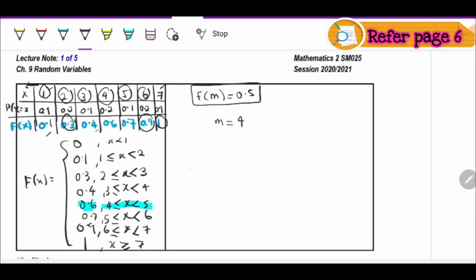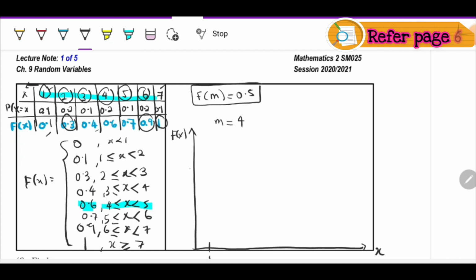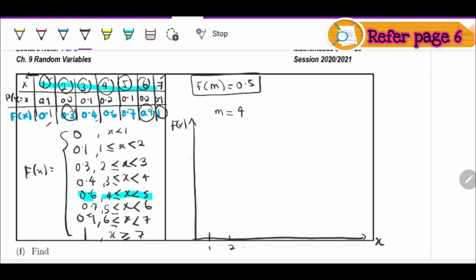To sketch the graph of CDF, draw an axis, Fx versus x. So x starts from 1 until 7: 1, 2, 3, 4, 5, 6, and 7. And the CDF goes from 0.1 until 1.